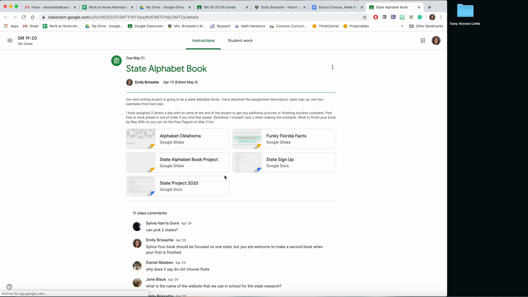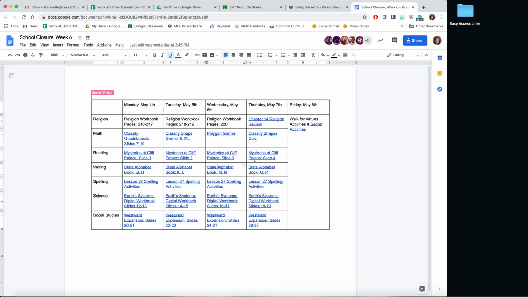For the alphabet book, today we're on M and N, or your next couple letters. And like I said yesterday, on May 21st, we're doing a final flip guide to kind of present the book. So just get a couple of letters each day to be done by the 21st. They all look fabulous so far, so keep up the good work. But obviously I missed I and J, so what letters you do is completely up to you. You want to do 2 a day-ish, and you should be just fine by getting it done at the end on time.